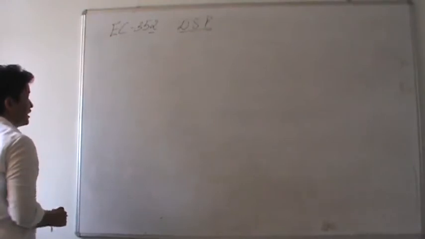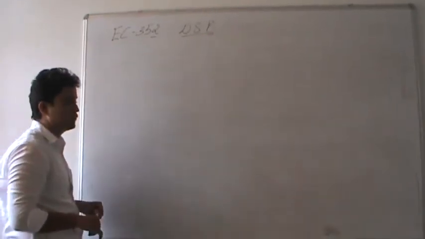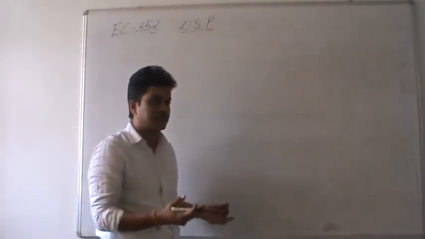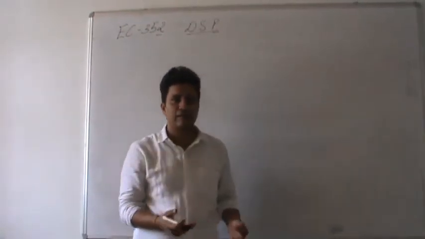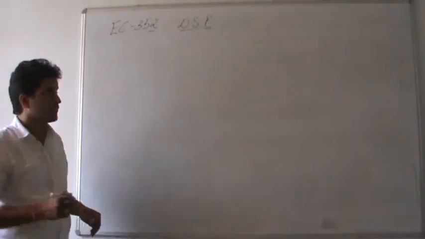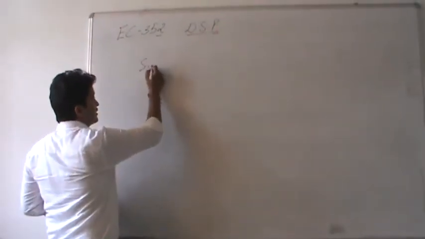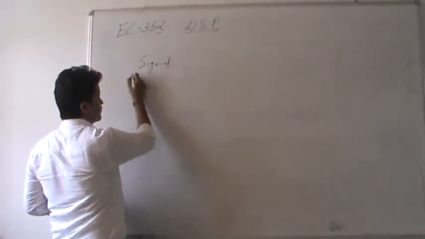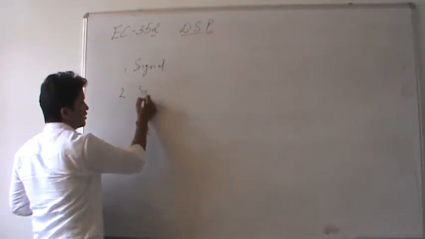Before sampling, I would like to define a few important terminologies of digital signal processing, or at a very basic level I can say the terminology of signal and system. I believe now it is clear what a signal is. Now the second thing is what is a system.